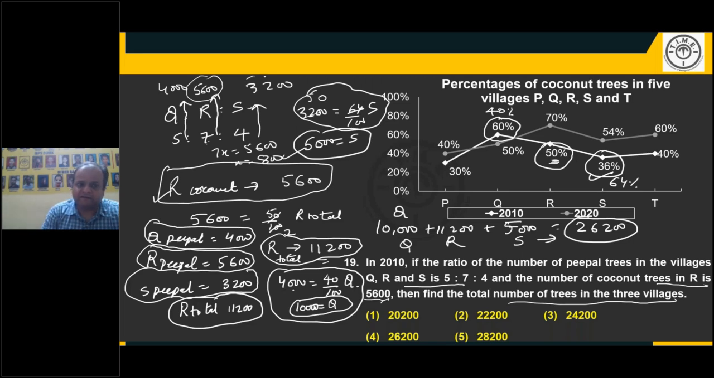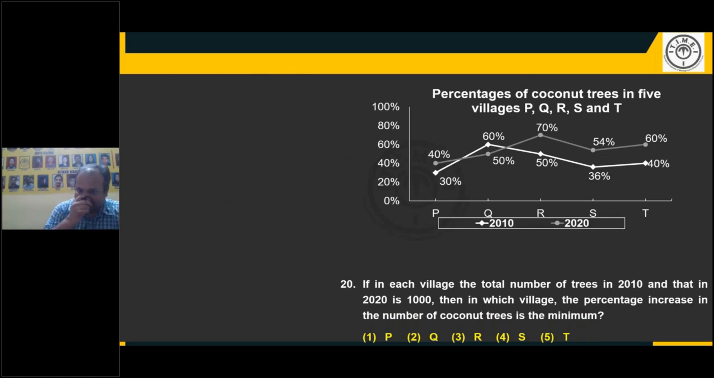Now this is the value for the people trees. This people tree should be related with what percentage they are representing. So that is how you do it. I hope this is clear. Let's move to the next one. All right, let's try this one.